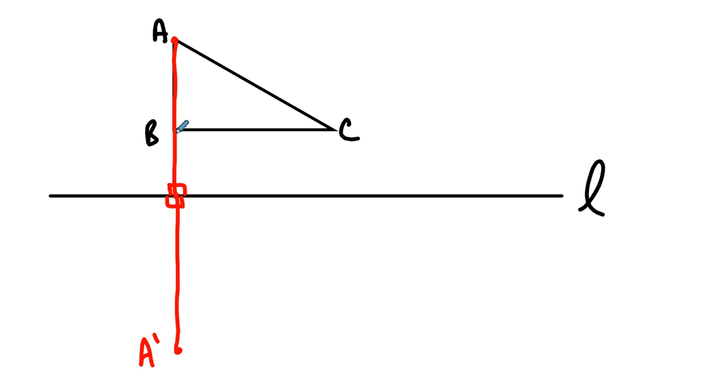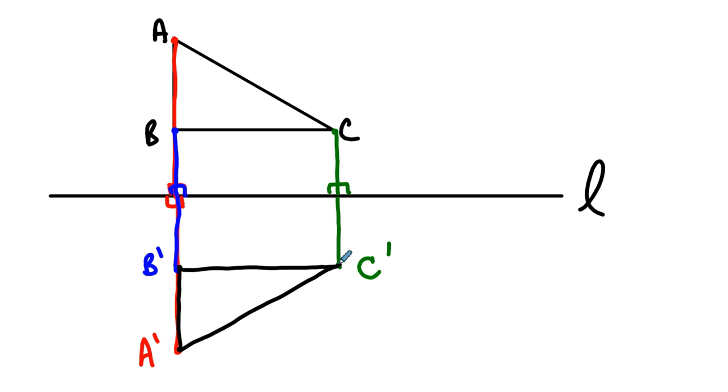Then we do the same thing for B and C. B is some distance from the line. We measure that distance along the perpendicular. Then we go an equal distance away from the mirror, and we have B prime. C is a certain distance from the mirror. We measure that distance along the perpendicular, and then we go an equal distance into the mirrorverse, and we have C prime. And so the image triangle looks like this.